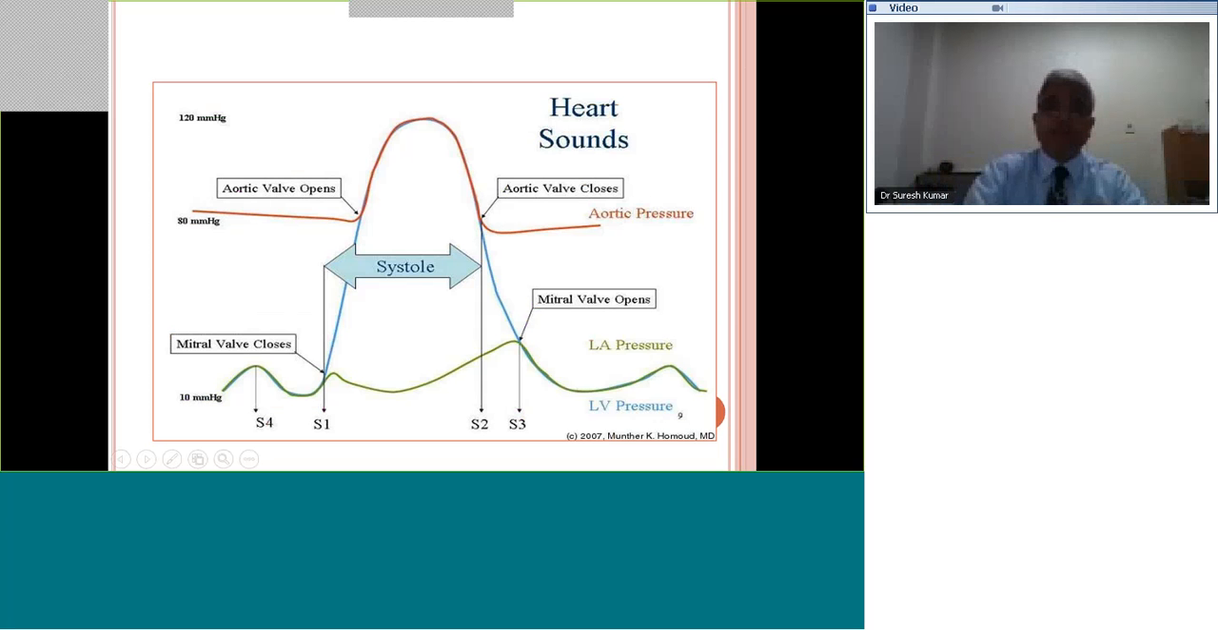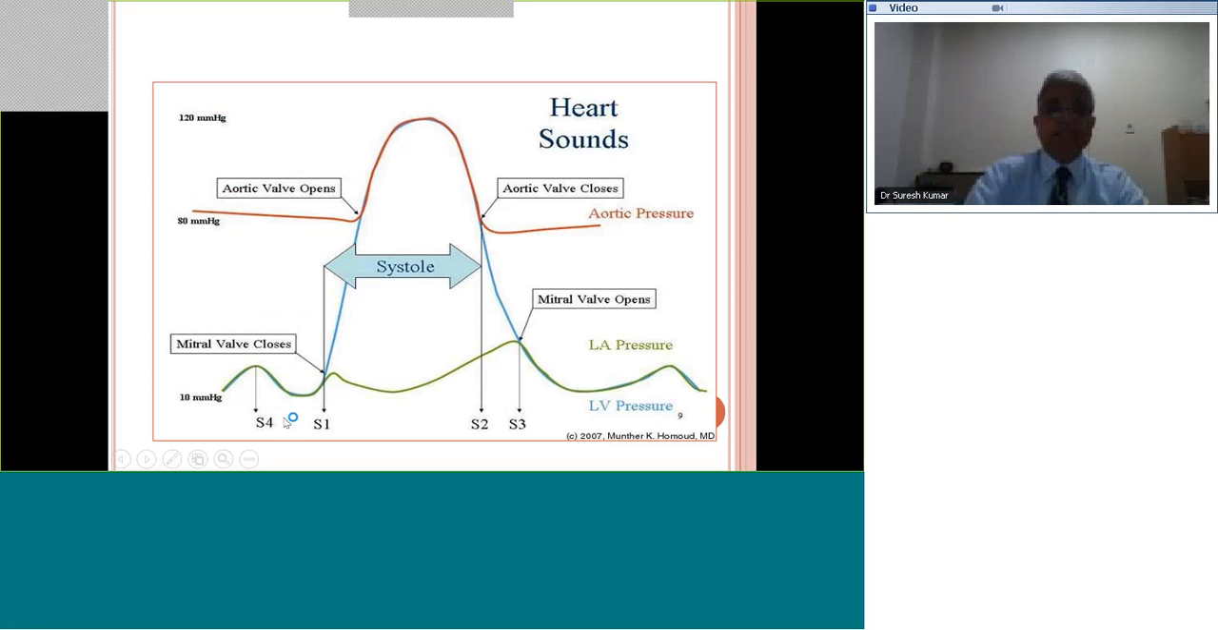This picture you'll find in many physiology textbooks. I will not explain this in detail. It's worthwhile looking at this and trying to understand this. But this is the LV pressure trace. Once you're in the cath lab, you will appreciate it even better.